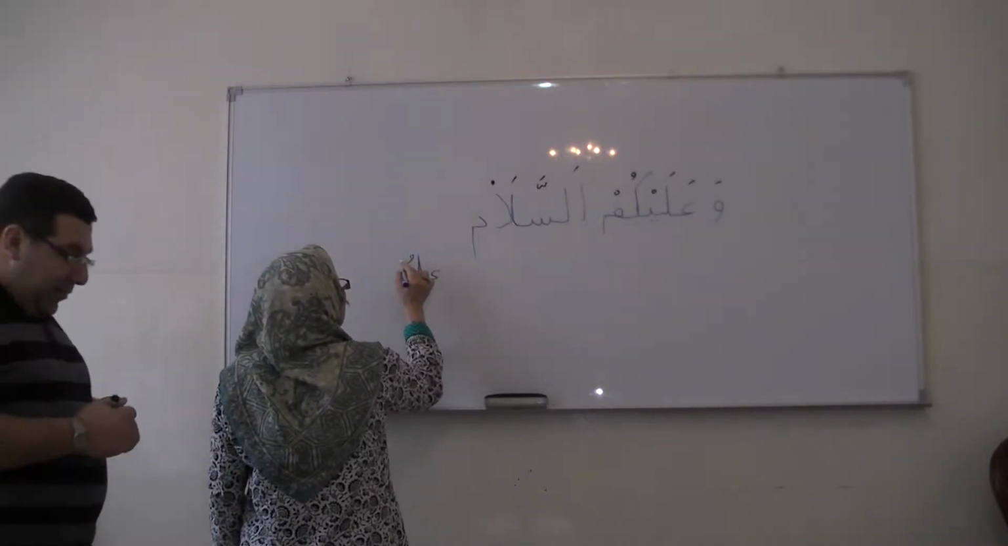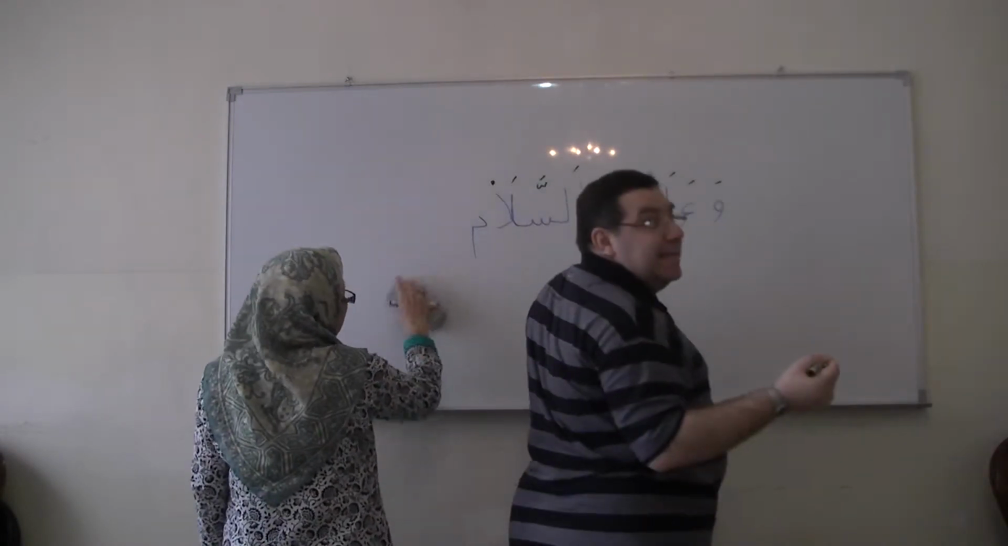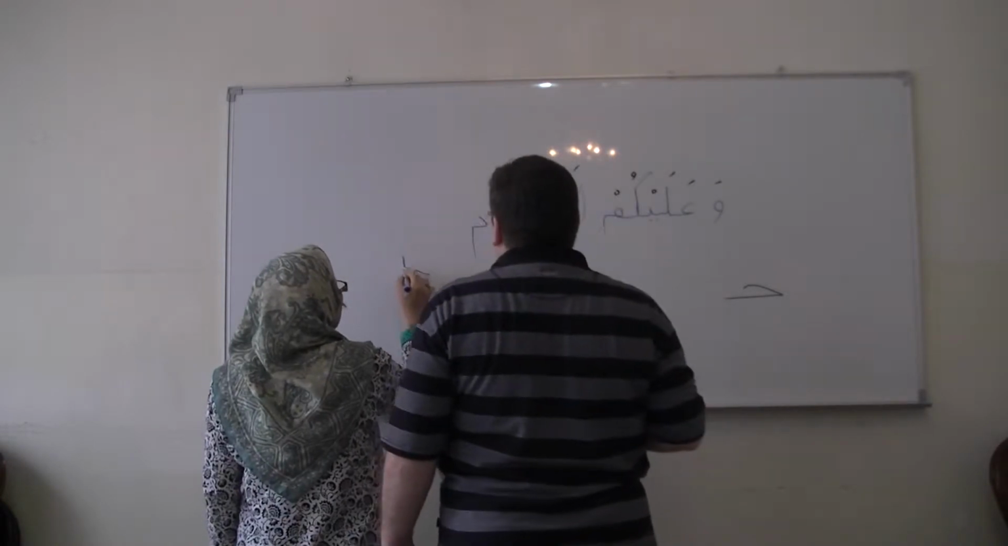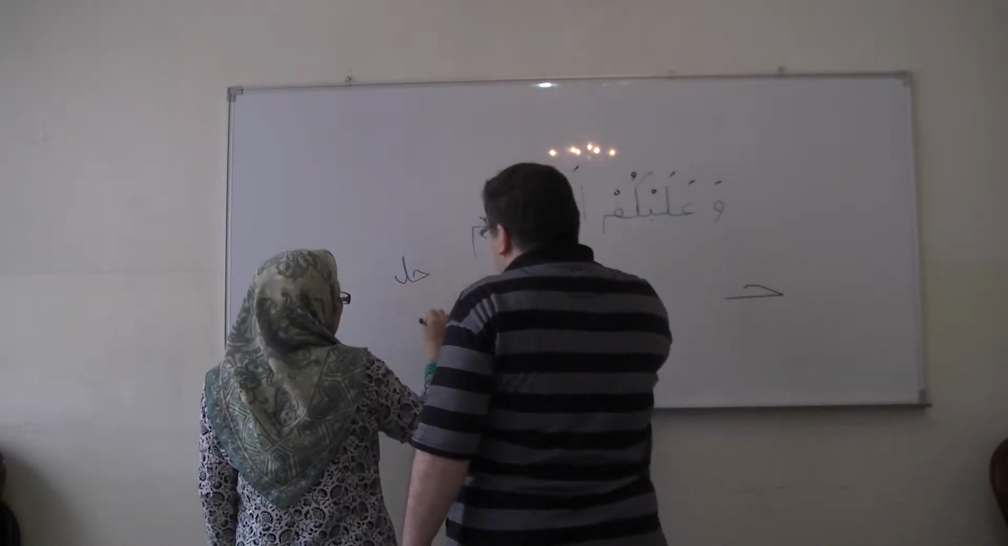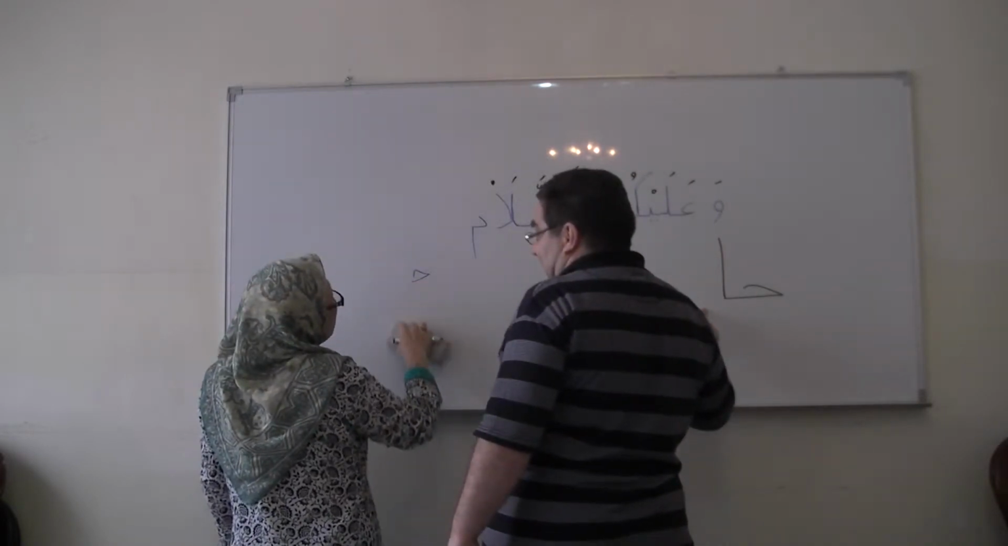We write it together. I write here, you write here. The first letter is ha. This is ha, and it is at the beginning of the word. Ha. No. Ha. Then this is the aleph. Aleph cannot be touched from the left.